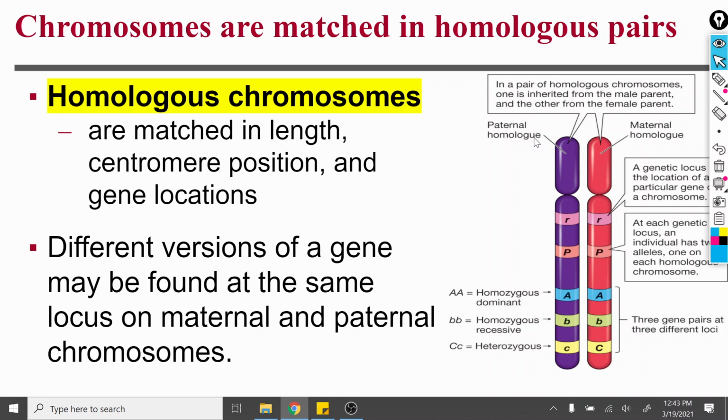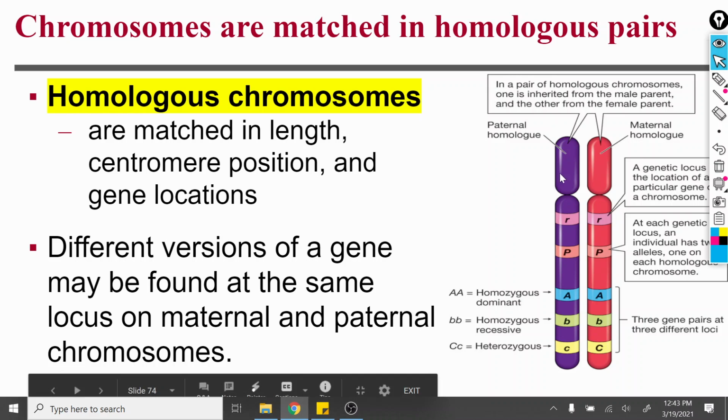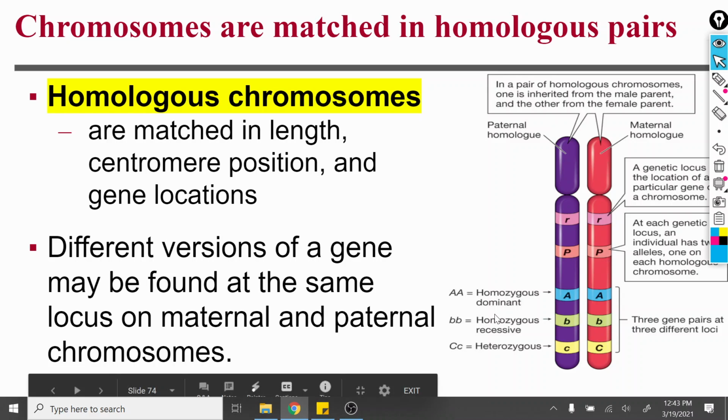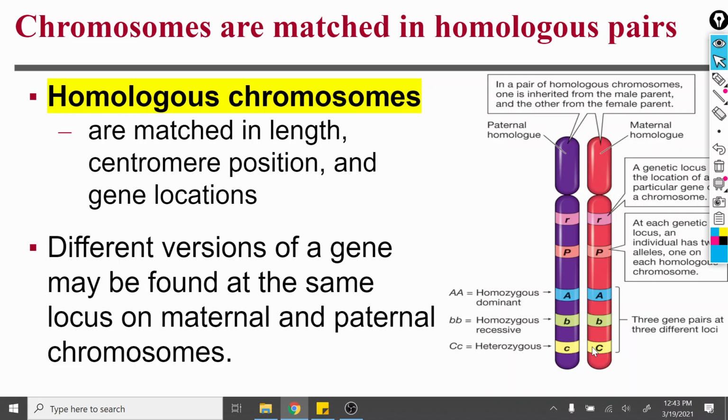You get one homologous chromosome from your dad, right? Here's paternal. And then we get one from mom, which is our maternal. You can see that they're the same size, their centromere position is the same up here, and the gene locations are the same. So this codes for the same gene, same gene. What's interesting though is that even though they code for the same gene, it doesn't necessarily mean that they have the same exact alleles.